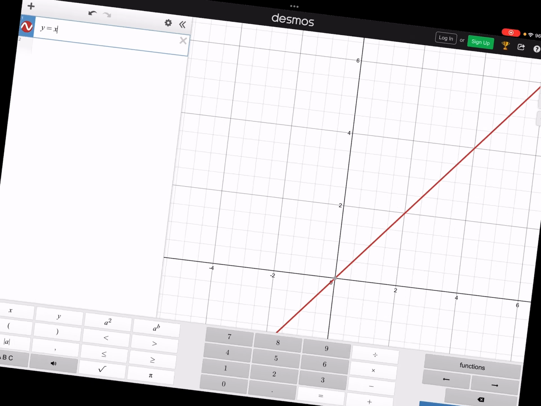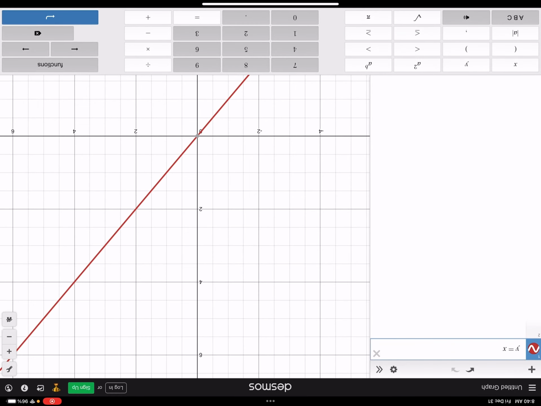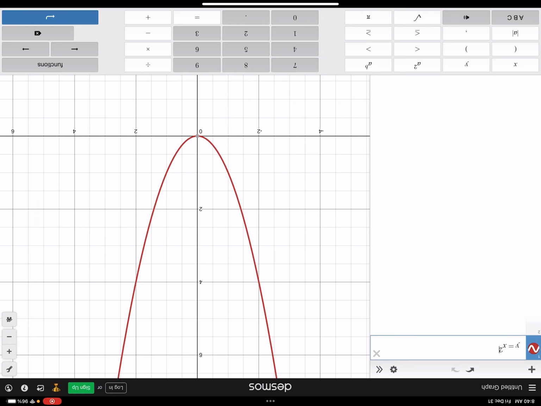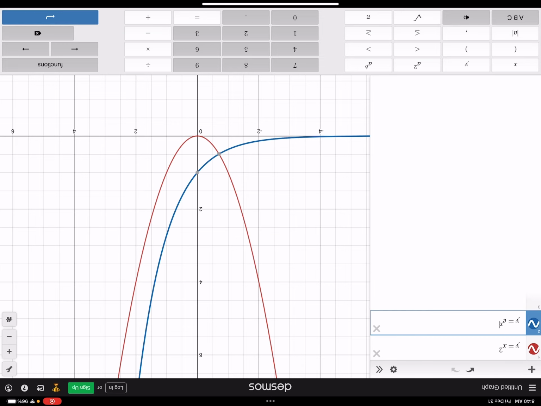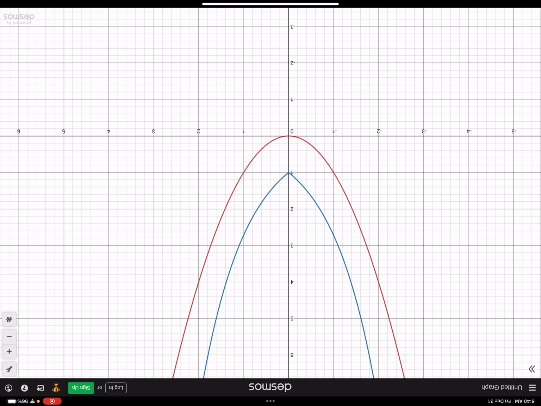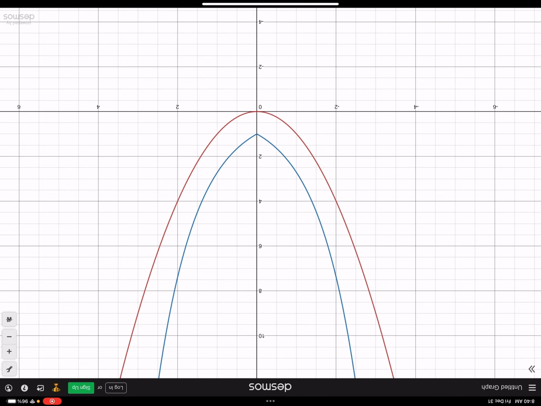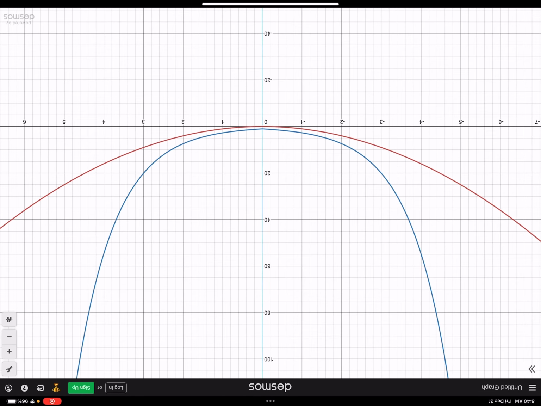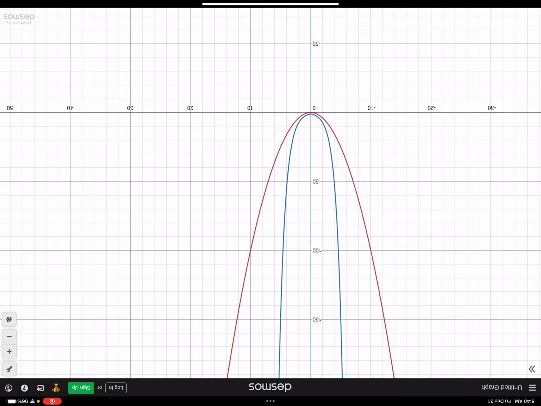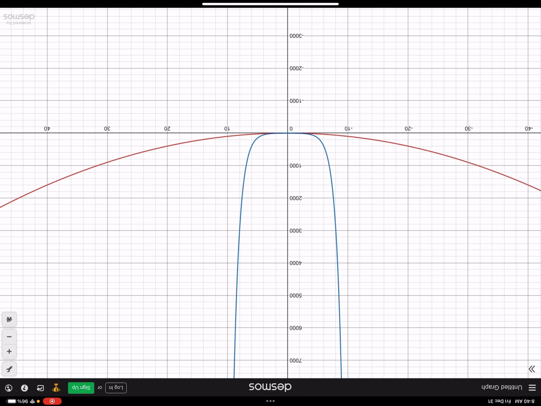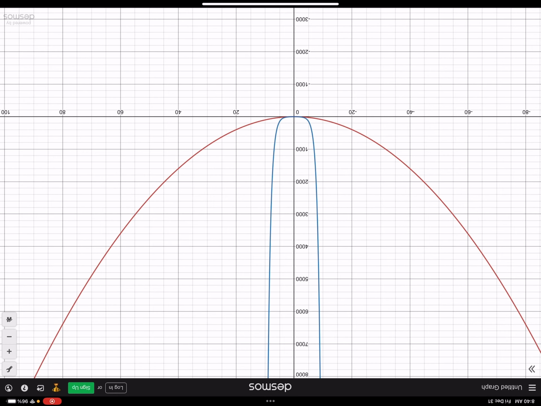Y equals x squared, and y equals e to the absolute value x. There we go. So yeah, you can see it has a similar shape, but when we shrink the y-axis like this, you can see it grows much, much, much faster than x squared.